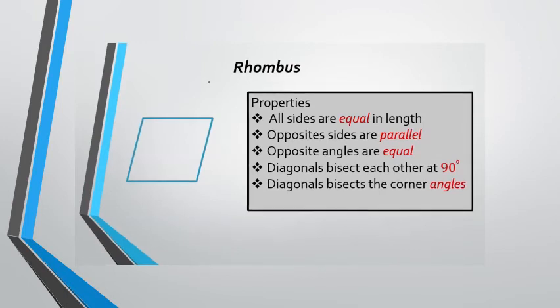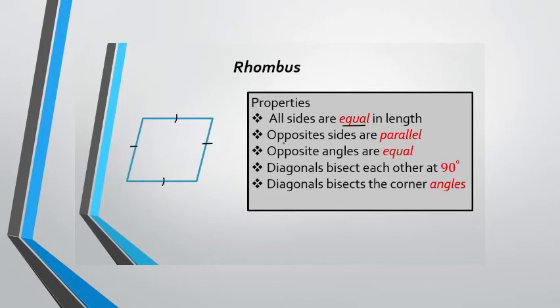The next quadrilateral, the rhombus. How do I know this quadrilateral will be a rhombus? If I look at the properties of a rhombus, I see that all sides are equal. That means that side, that side, that side, that side, they are all equal in length.